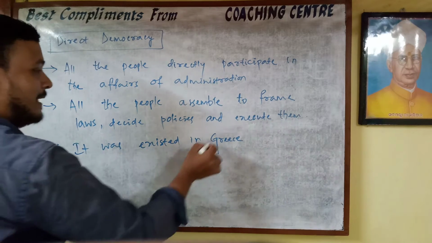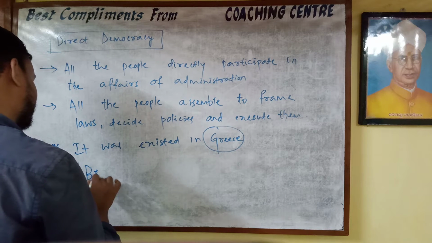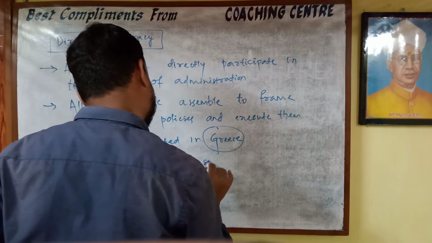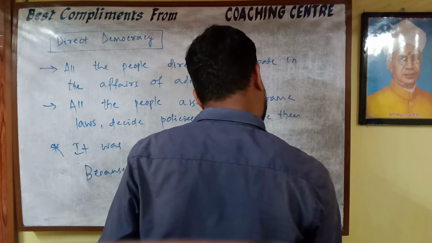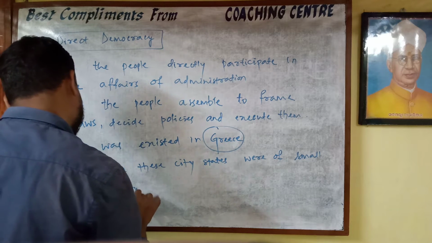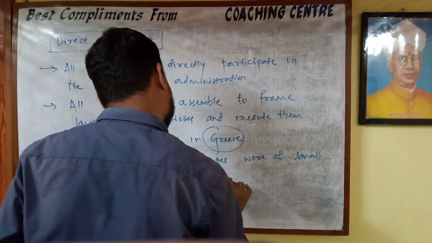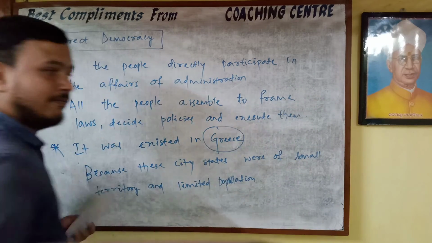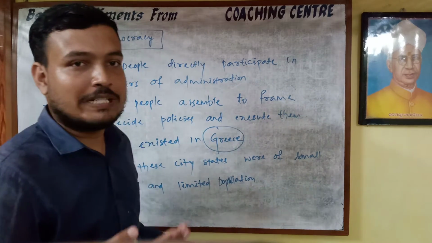Why? Because these city-states were of small territory and limited population. Listen, if a vast population is gathered in a single place, how to control them? Yes or no? It's quite impossible.